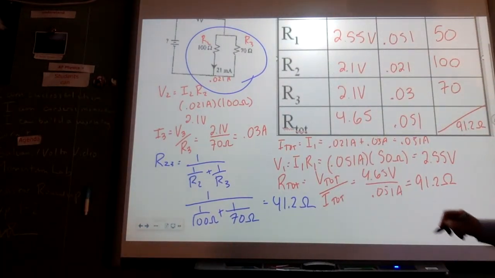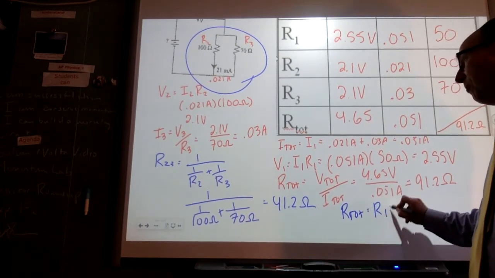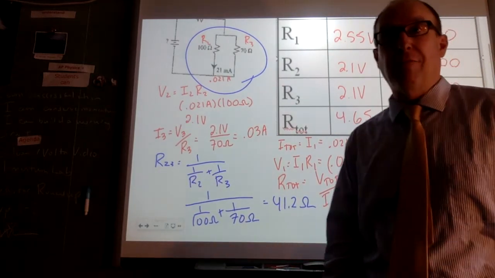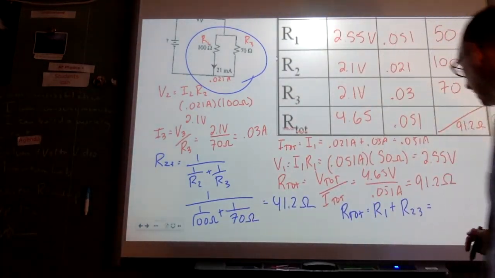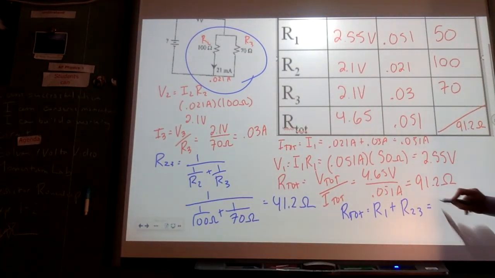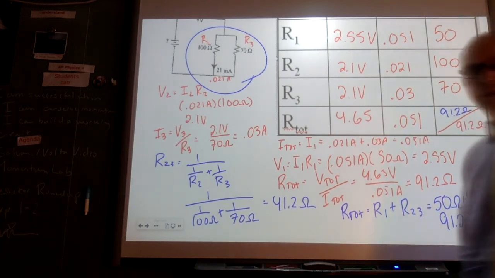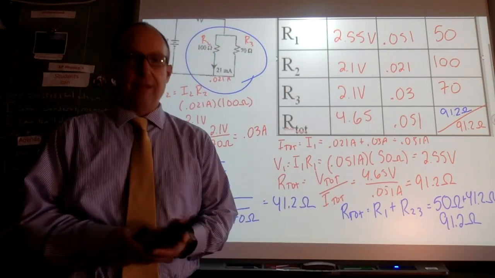And now our total is going to be R1 plus R23, which R23 doesn't exist. It's very much like our components. It's just something that we use that helps us to solve the problem. And this is going to be R1, which we said was 50, plus 41.2 is 91.2. And those match up perfect, which we just lucked out, right? We didn't have to have any rounding in them.